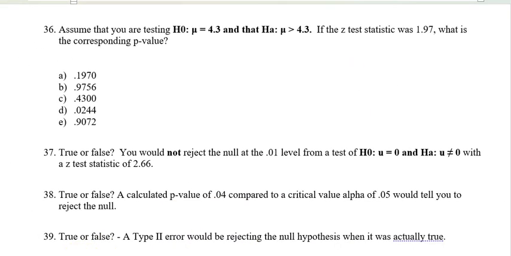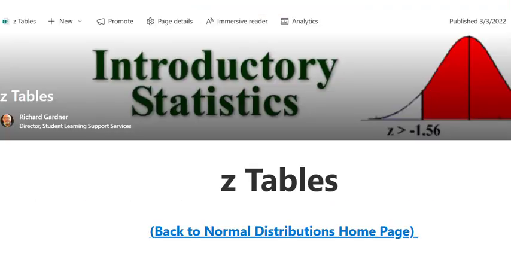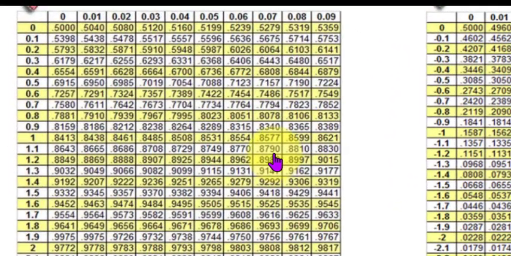Here we go. Okay, so z-tables. Let's just look up a z-table. 1.97. 1.9, right? There's the row of 1.9. And then we want the column of 0.7. There's 0.7, right? So I got that number, 0.9756. Everybody see that? That's at the intersection of 1.9 in the first column, and going across the row, the 0.07 column, right? So the row and the column, you add them together.